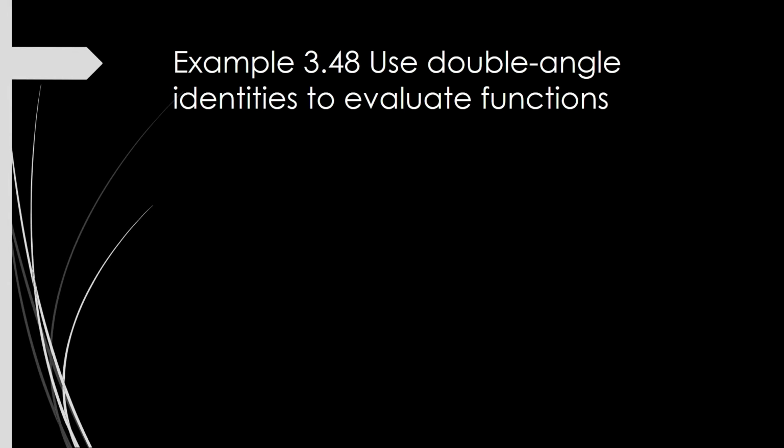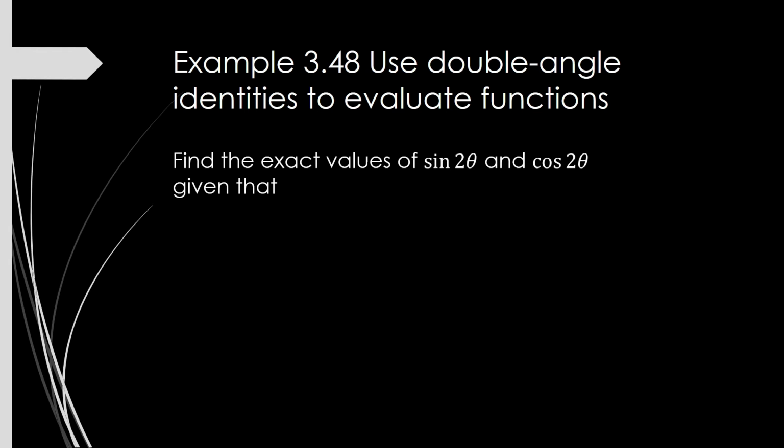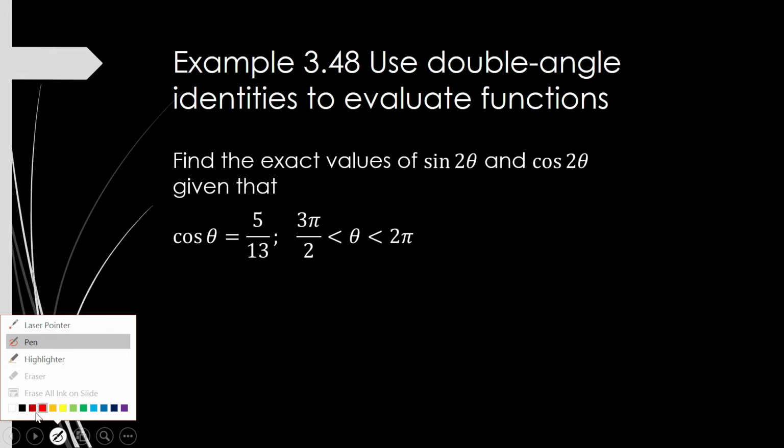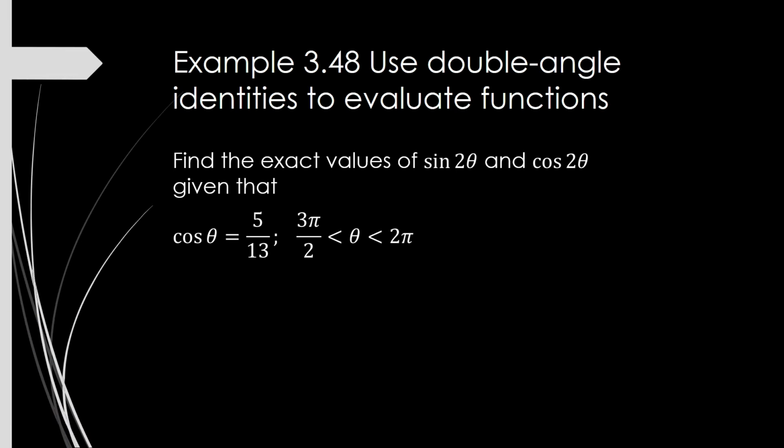Use the double angle identities to evaluate the following functions. Find the exact values of sine of 2 times theta and cosine of 2 times theta, given that cosine of theta is equal to 5/13 and theta is greater than 3 pi over 2 but less than 2 pi. Let us get the value of sine of 2 theta first.